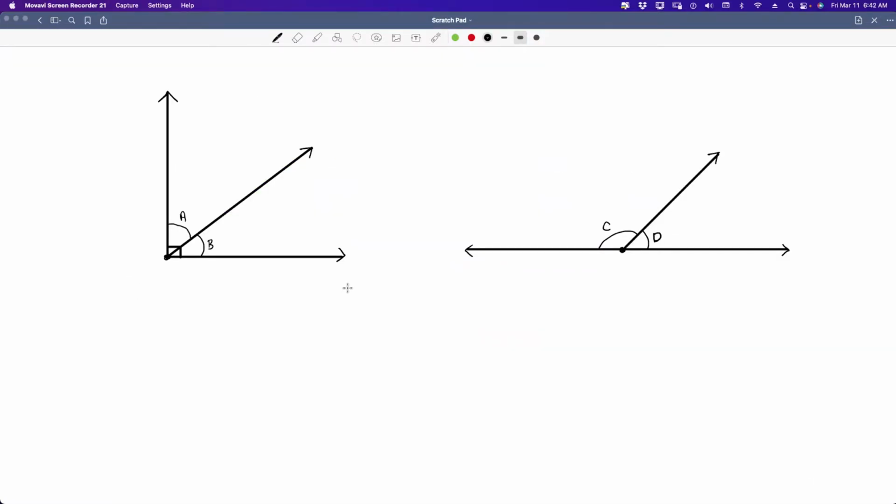So here we have a couple other types of pairs of angles. This is considered a complementary angle, or a complementary set of angles. They are complementary to each other, and what that means is you have two angles together that are adjacent.